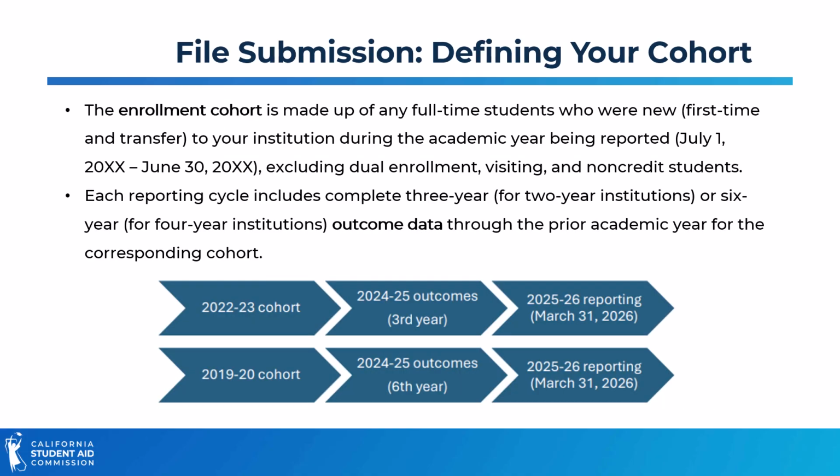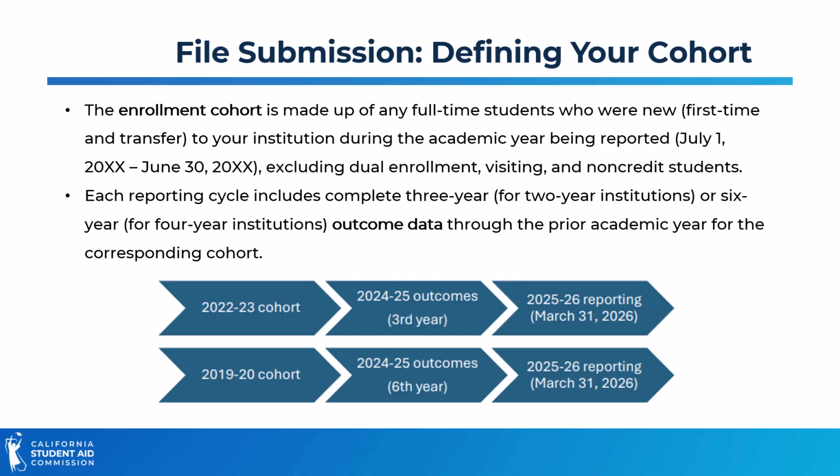The enrollment cohort includes all new, first-time and transfer full-time students, excluding non-credit, who enrolled between July 1st and June 30th of the cohort academic year. Reporting should be limited to those students who are full-time, meaning those who have on average attempted at least 24 semesters or 36 quarter units for all years attended.